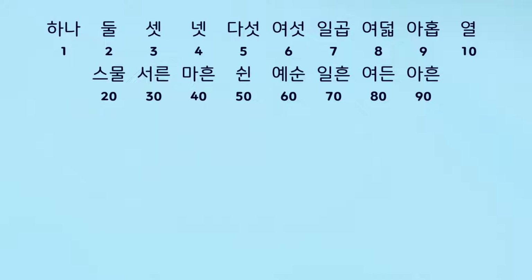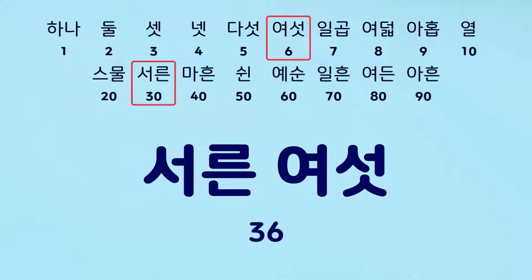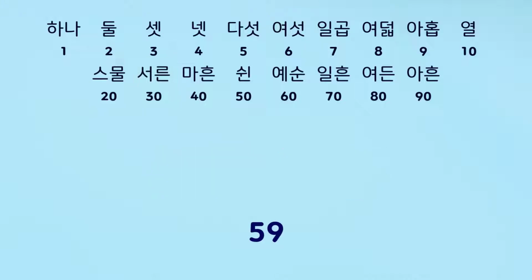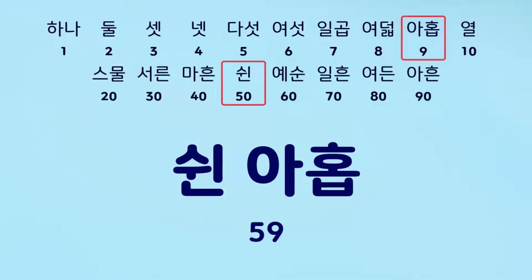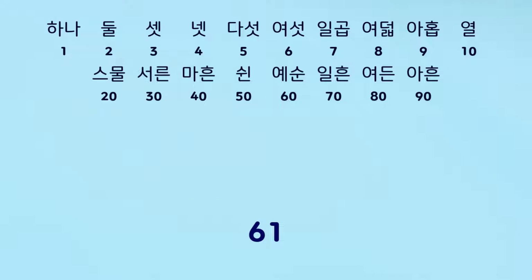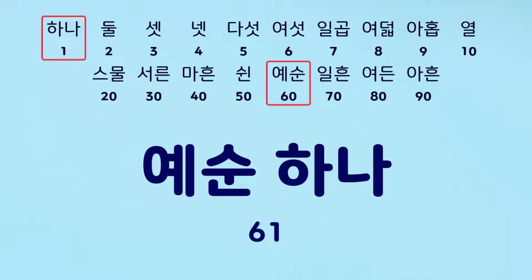So let's do a little test. Try to say the following numbers by yourself first and then listen to check if you said it correctly. How do you say 36? Yes, it's 서른여섯. What about 59? Yes, it's 쉰아홉. Let's do one more. What about 61? 예순하나. That was great, well done.